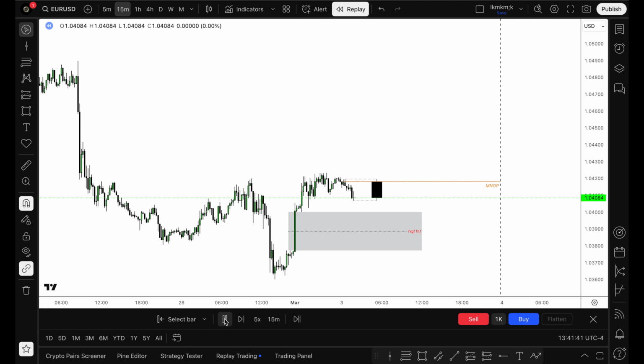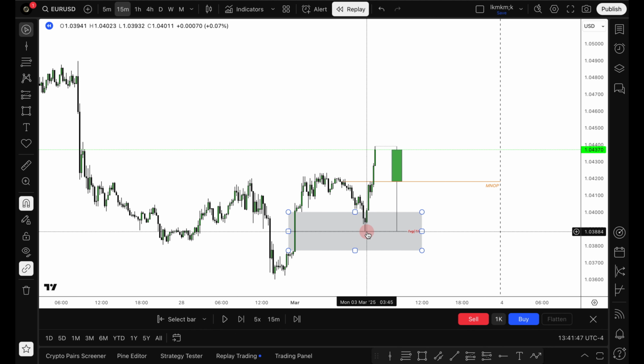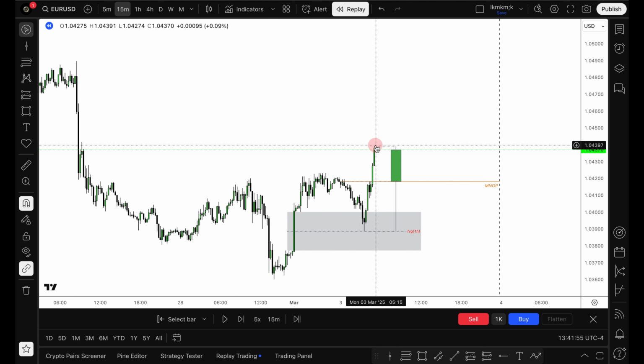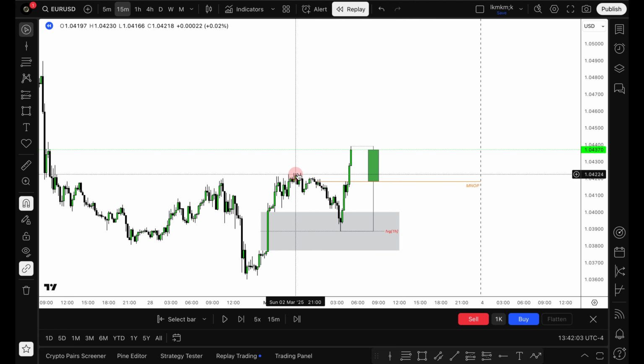We get a move lower into the fair value gap. Price respects the midpoint of the fair value gap, which is called the consequent encroachment, and then we get a displacement higher. The fact that price respected the fair value gap and then displaced higher, it broke market structure as well.